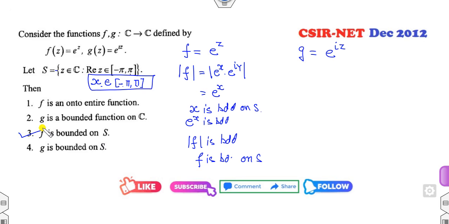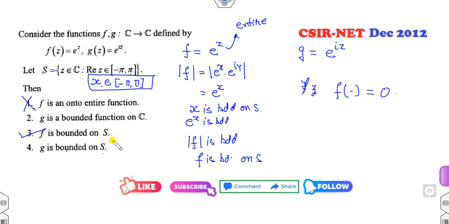Fine. Now look at this. Is f onto? f is entire because e raised to power z is an entire function. Is it onto? No, because we can't find any z so that this value will be 0. e raised to power z can never be 0. So this is not an onto function.